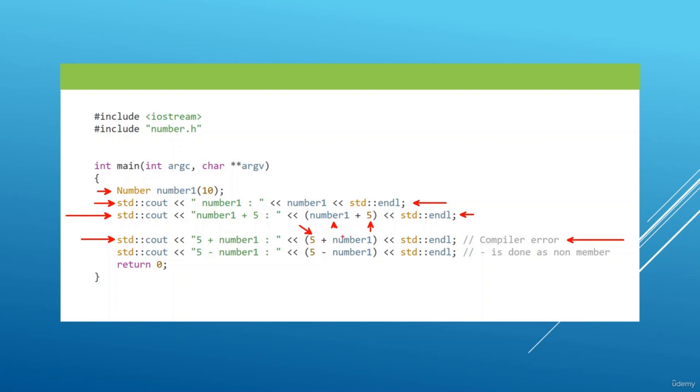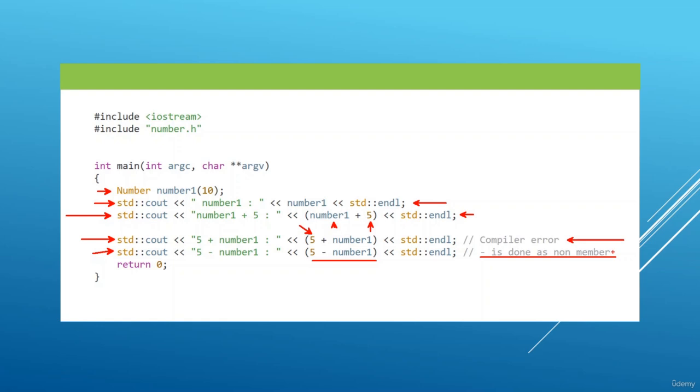So the implicit conversion is not going to work because the compiler is going to call this operator on the first operand, and the first operand is just a number. The compiler doesn't know which class to implicitly convert this to. So this is the problem I want to bring to your attention. But if we do the minus operation here and we say 5 minus number 1, this is going to work because this one is implemented as a non-member freestanding global function.